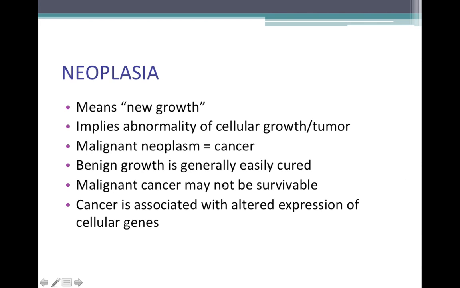And malignant cancer may not be survivable, but it's usually associated with expression of certain genes that make it malignant or more cancerous. Malignancy really just means that the cells are invading nearby tissues or even distant tissues by cells breaking away and traveling through the blood or lymphatic system to implant on other tissues, and then they keep dividing there. Benign growth is usually easily cured, and if it's benign, that basically means it's not invading any of the surrounding tissues, but rather it's just growing within its own mass that has well-defined borders.